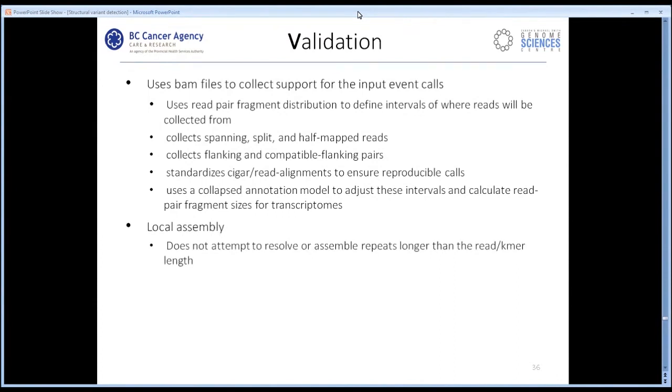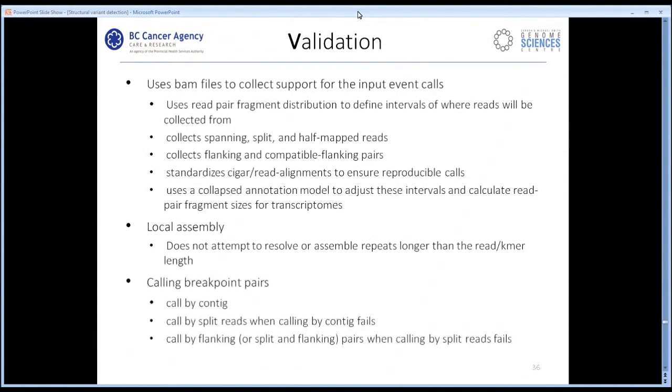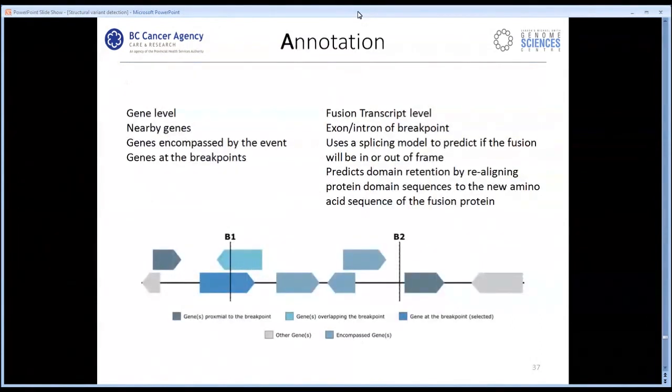We then perform a local assembly to generate contigs, and then start the calling by breakpoint pairs. We call in the first instance by contig. If a contig has been assembled, then we call by split reads, and then we call by flanking or by flanking and split reads. By doing this, we can increase the sensitivity of calls that are made.